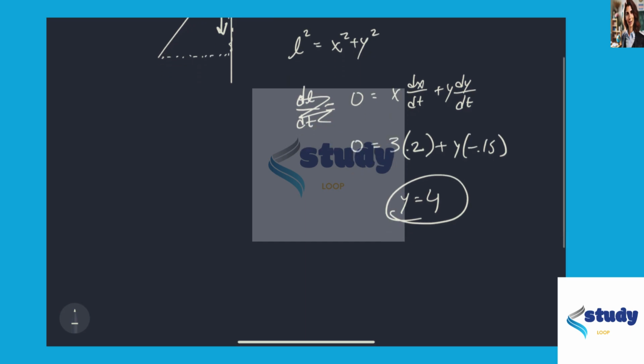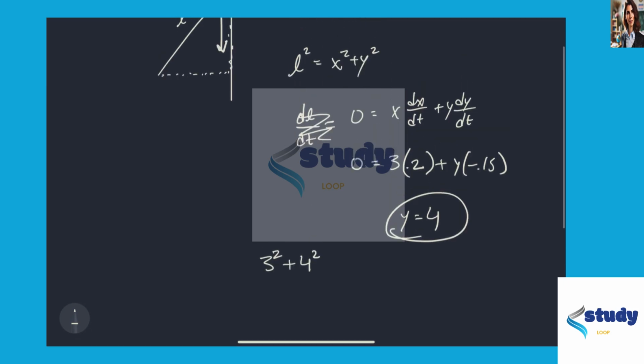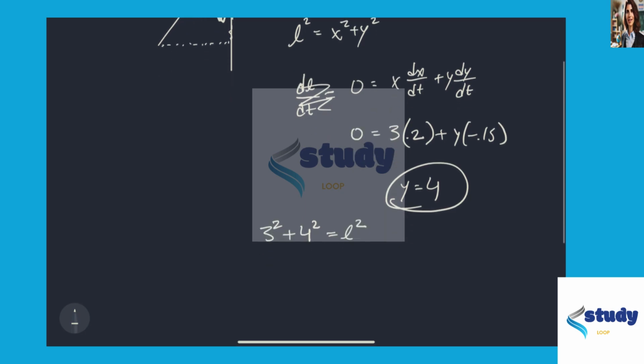with this in mind, since we have some of the values that we are looking to find, we now have that 3 squared plus 4 squared, because that's the x and the y values, is going to equal our L squared. And we know that the answer to this, because it's a 3, 4, 5 triangle, is 5. So the length of our ladder is 5 meters.